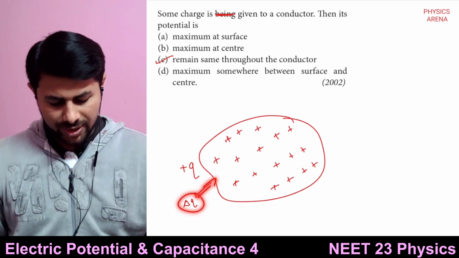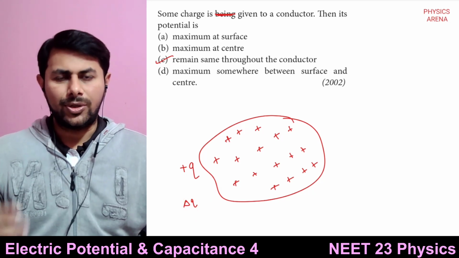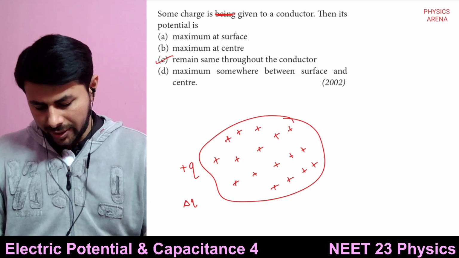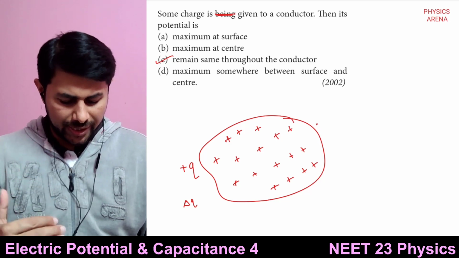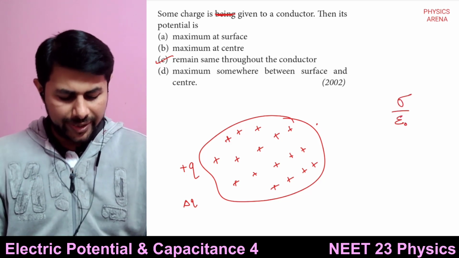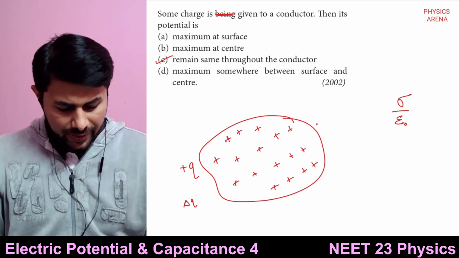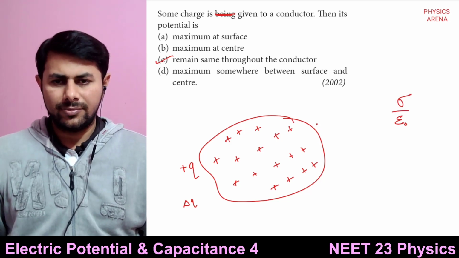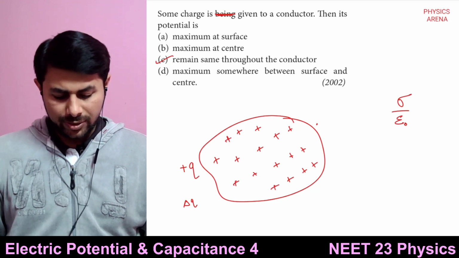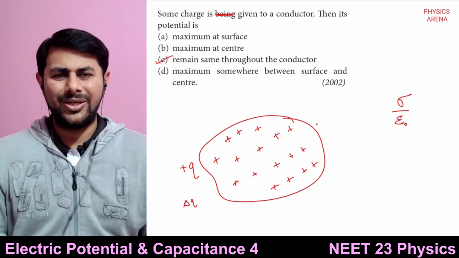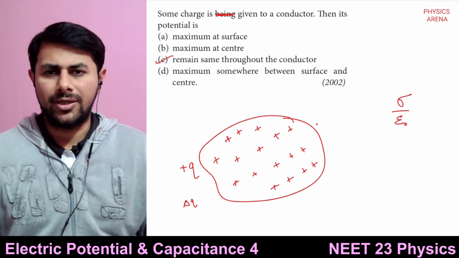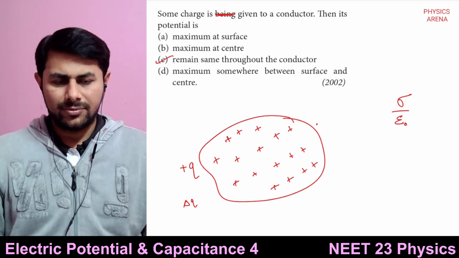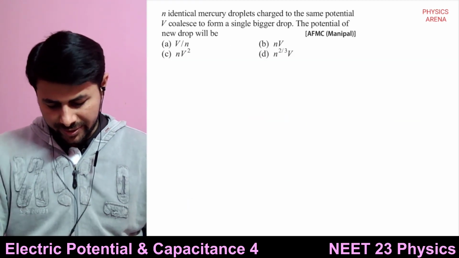But if you add some charge, what will happen? Potential will increase, right? Because what is potential? Potential at a point just outside is sigma divided by epsilon naught. So if you give charge, the surface charge density will increase, right? So potential doesn't remain constant, it will keep on increasing, but it will be equal at all parts of the conductor. Got it? Let's see the next question.